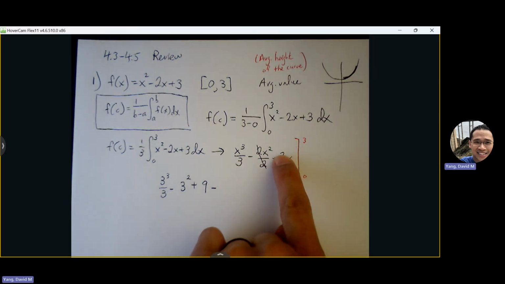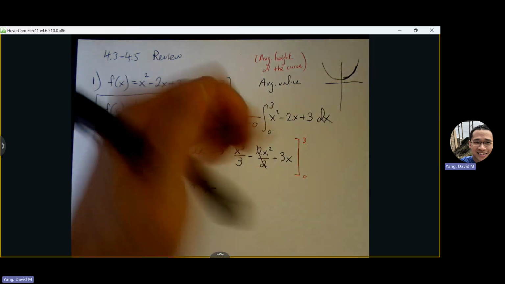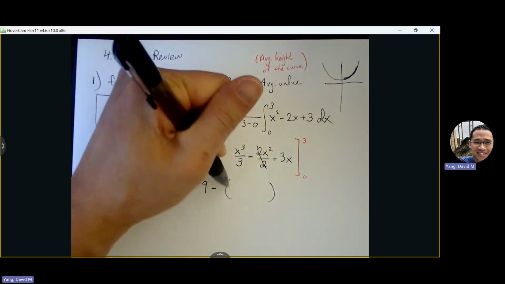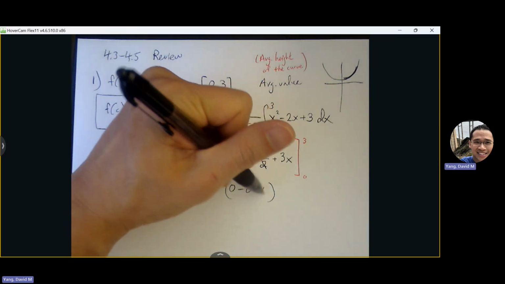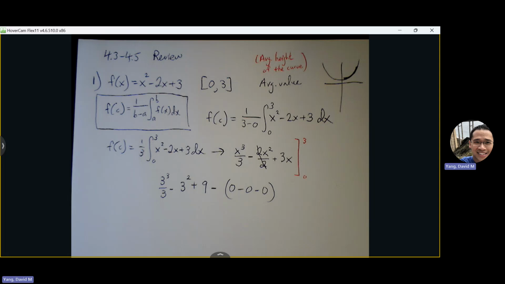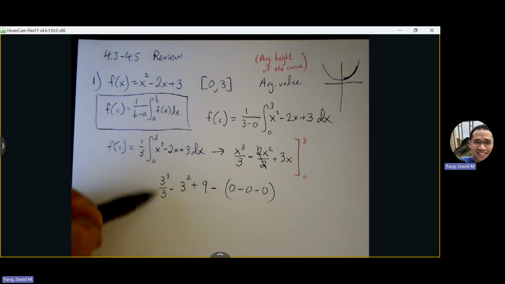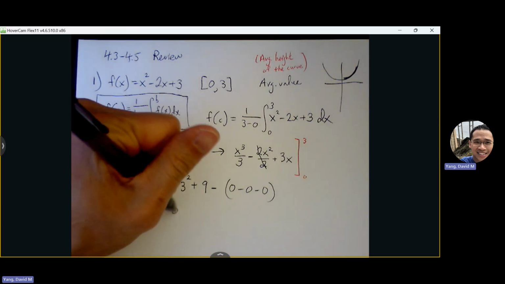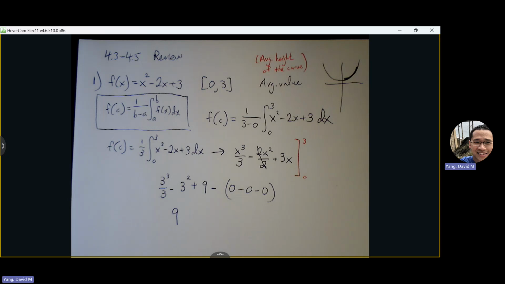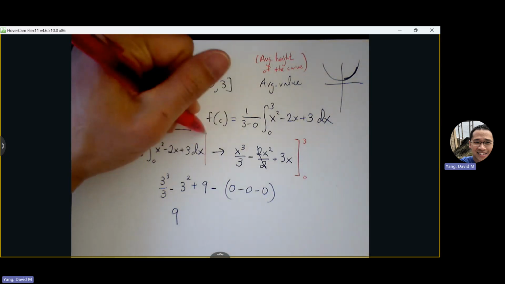This is my uppercase F of b minus, in big parentheses, the lower bound. But it's nice that the 0 will just go away. So this is 27 over 3, which is 9. 9 minus 9 plus 9 is equal to 9. But what we've done is we've done this portion of the problem.